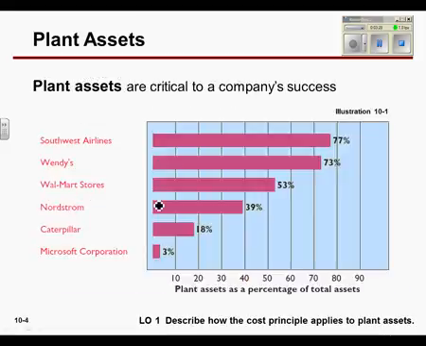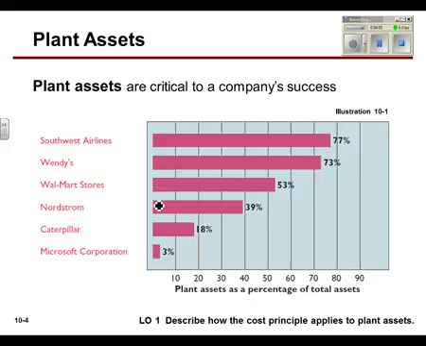The illustration was in the book. I've provided it in your notes. It's taking a look at the percentage of total assets. Southwest Airlines. Do they sell airplanes? No, but they use airplanes in order to do business. I was really surprised by Wendy's, the fast food chain. 73% of their assets are tied up in fixed assets. And 77% of Southwest Airlines. I mean, that was kind of a surprising statistic.